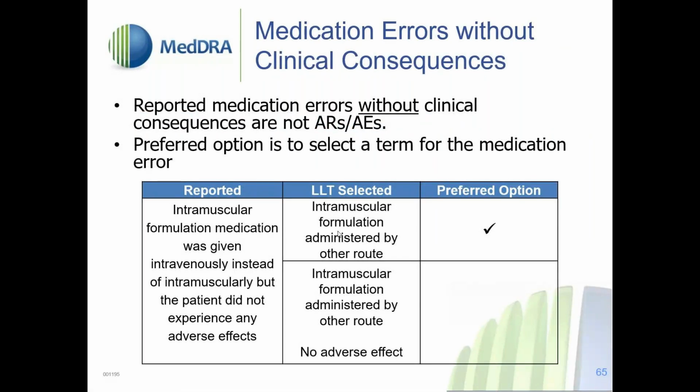If a medication error is reported and it is made clear that there were no clinical consequences, the PTC guidance provides us with two coding options. When it is reported that an intramuscular formulation medication was given intravenously instead of intramuscularly, but the patient did not experience any adverse effects, the preferred option would be to code the medication error, the wrong route of drug administration, alone. The most specific LLT would be intramuscular formulation administered by other route. The alternative approach would be to not only capture the error made, but also the fact that no subsequent complications occurred by assigning LLT no adverse effect. Again, you are free to choose either option, but document your rules and ensure that they are applied consistently.